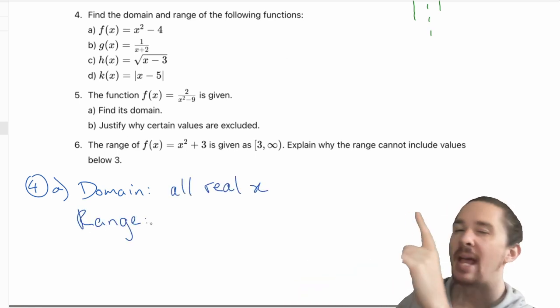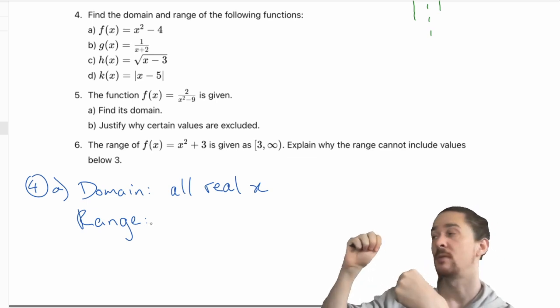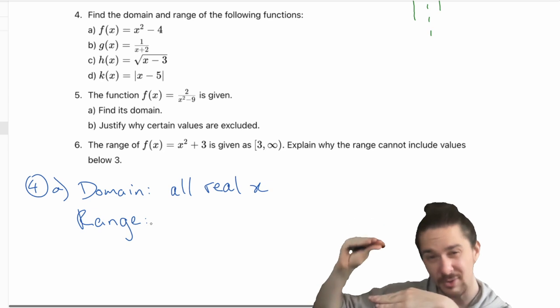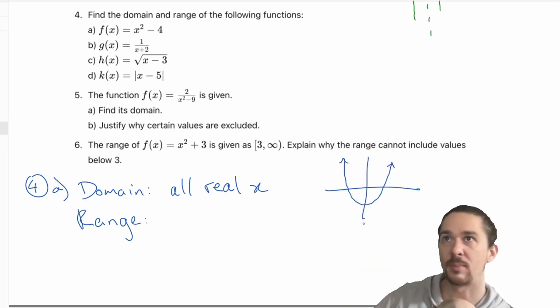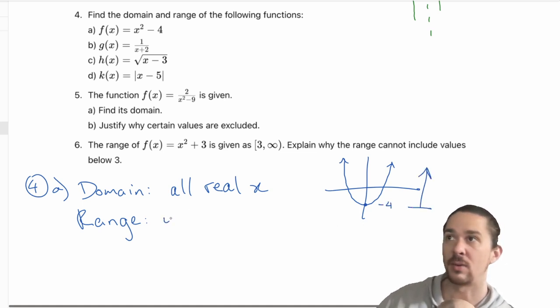And the range, x squared is always going to be positive, which means that we're subtracting 4 from a positive number. If that number was 0, we could get down to -4, but we can never get lower than that because this number has always got to be 0 or greater. In terms of the graph, we have a parabola that's being shifted down 4 spots. So the range is anything greater than -4. So we can say y is on the interval from -4 to infinity.